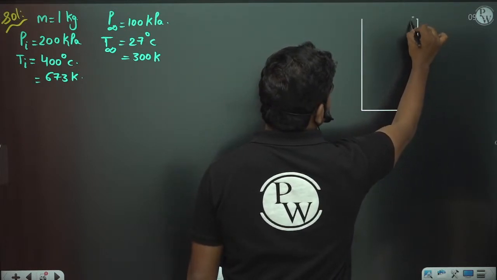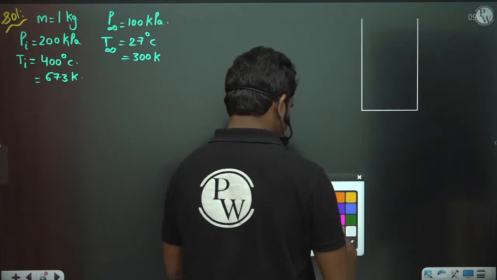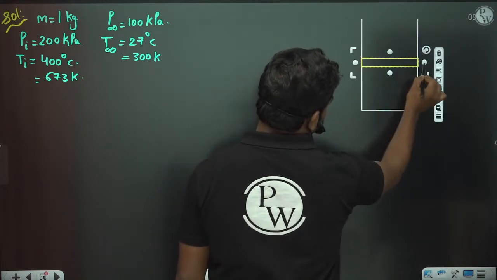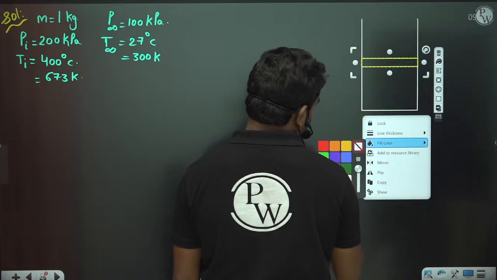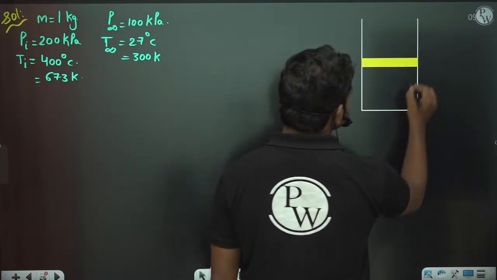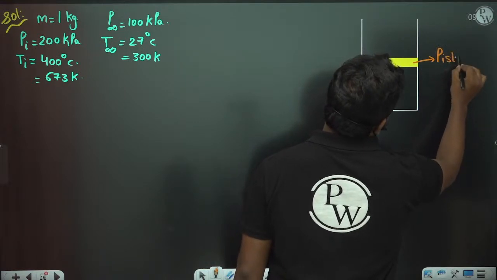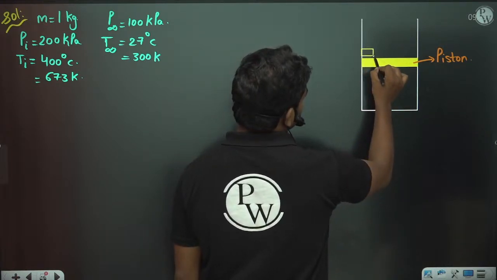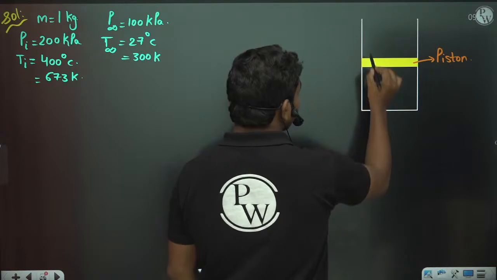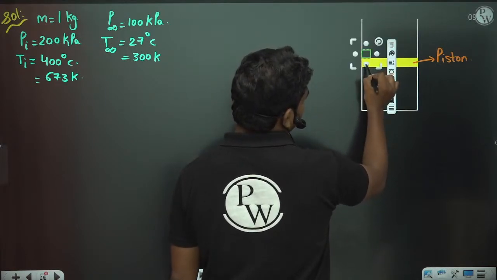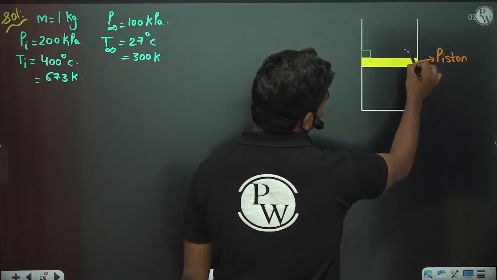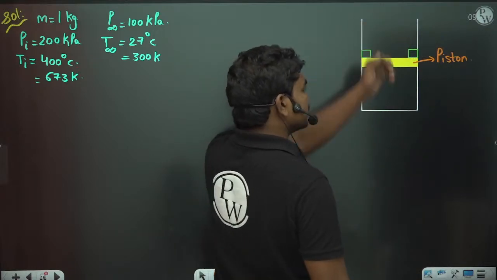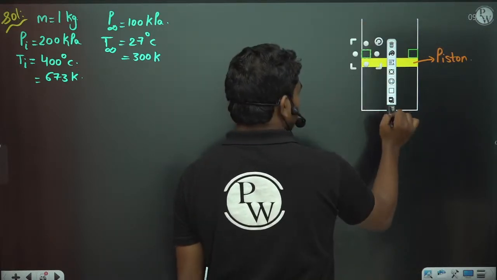So when you take this piston cylinder assembly, if you have this piston like this, they told there are stoppers here. Stoppers of negligible area. What do they mean by negligible area? That means whatever is the area of the piston, the same area we can take for the atmospheric pressure. Okay, so these are stoppers.